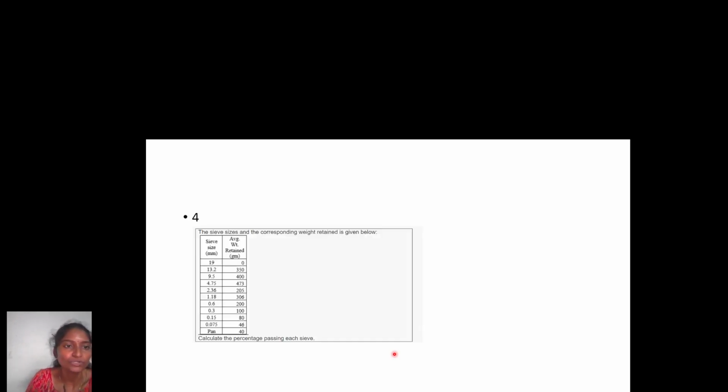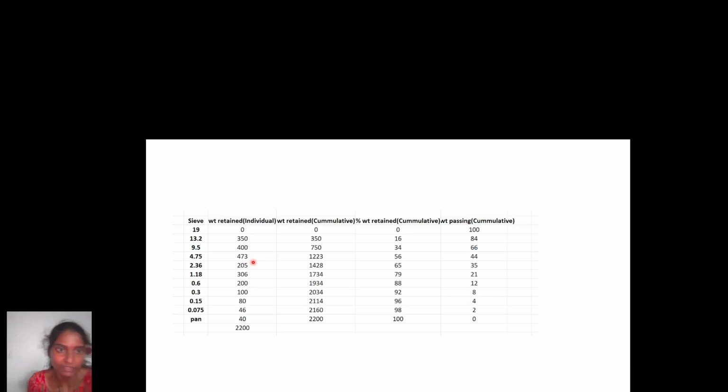And if you see the fourth question, the sieve sizes and the corresponding weight retained are given below. Calculate the percentage passing each sieve. This is a direct question. These are the sieve sizes starting from 19 mm to the dust. On 19 mm, there is no weight retained. On 13.2 you can see 350 grams have been retained. Weight retained is already given, so you need to calculate the percentage passing. If we add all these, the total is 2200 grams. That means out of 2200 grams, 350 grams retained on 13.2, 400 grams retained on 9.5, and so on.